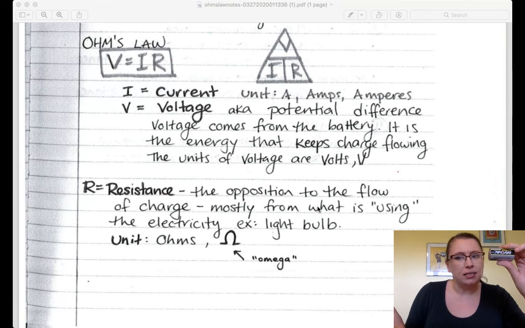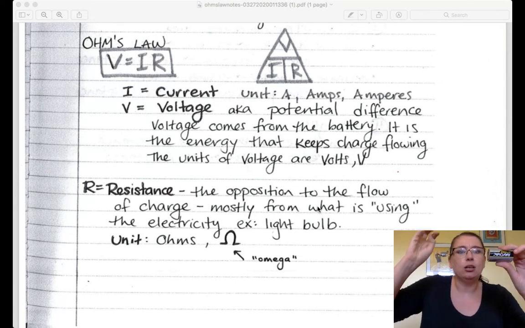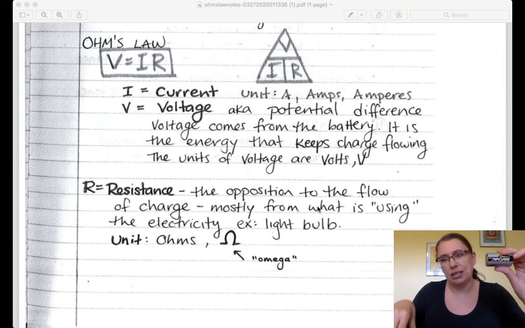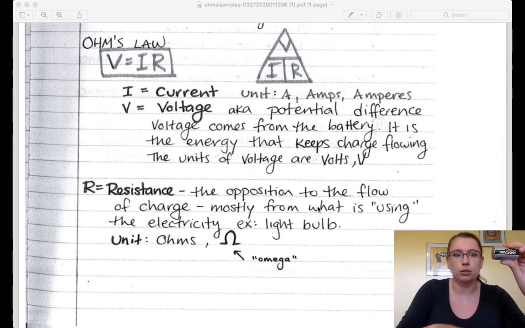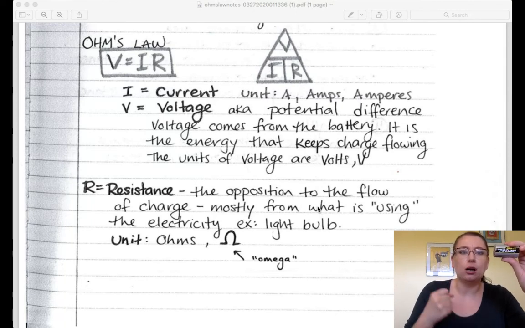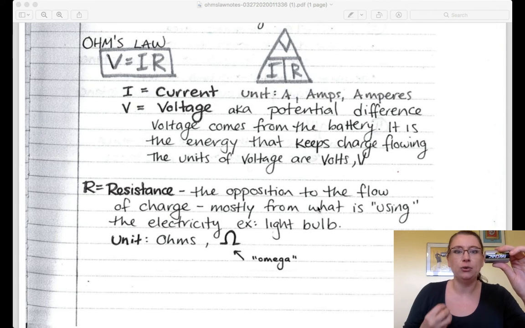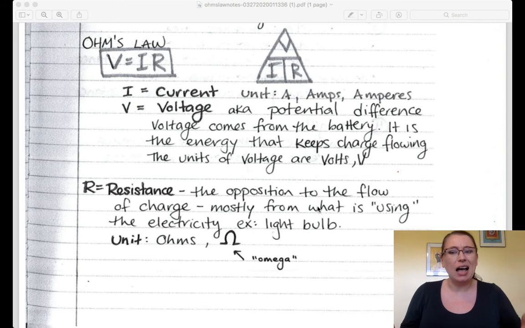9 volt batteries exist. So the voltage is also called the potential difference or the voltage potential. If you see any combination of these words, voltage, potential, and difference, that means volts. It means the stuff that you get from a battery. It's the energy that really keeps the charge flowing inside of that circuit. And the units for voltage are volts, which are V. So the variable and the unit for voltage is both V. That's nice, that makes sense. For current, it's I for the variable and A, amps, for the unit. Some French guy named Ampere came up with it, I'm sorry.